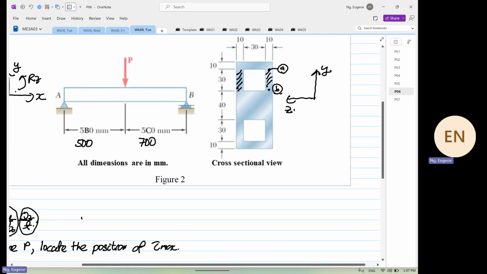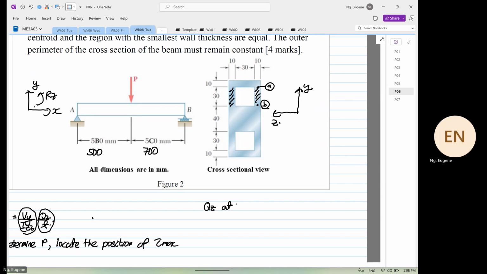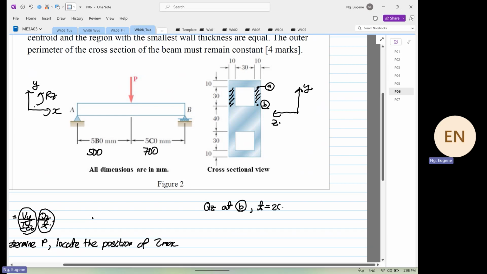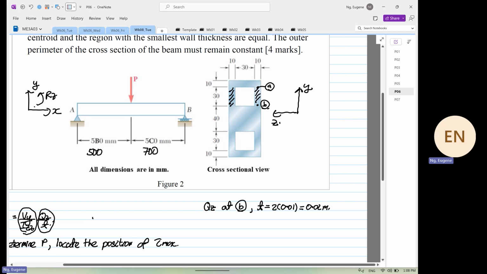Okay. So now we are going to determine the QZ at point B, where the thickness is equal to twice 0.01. Why twice? Because when you design your shear flow, what will happen? It will go left and right. Are we clear? Okay.